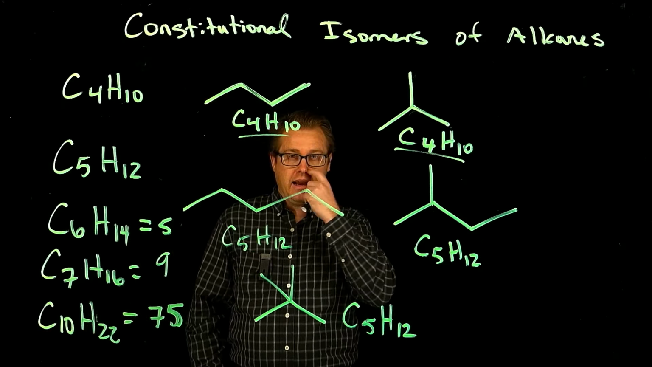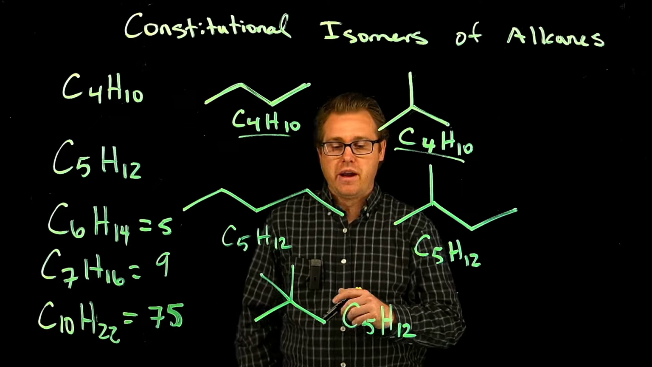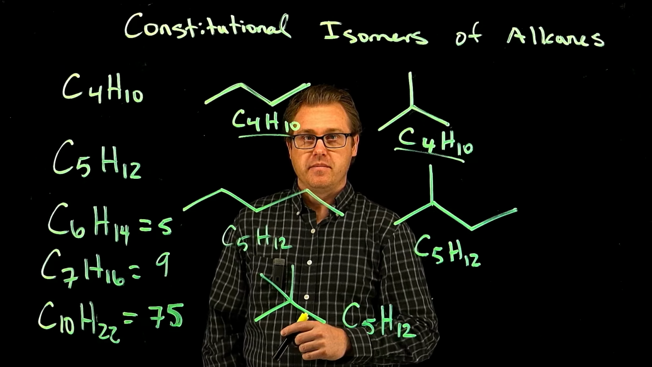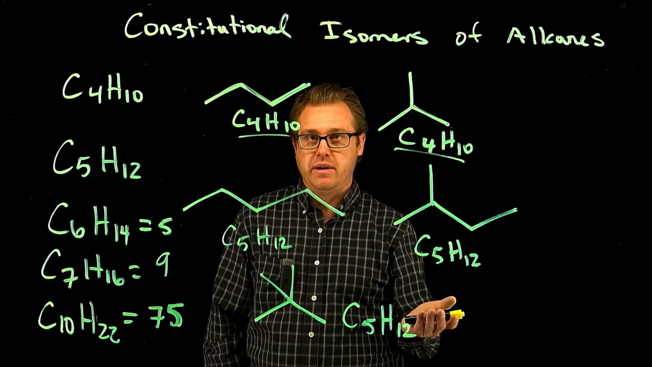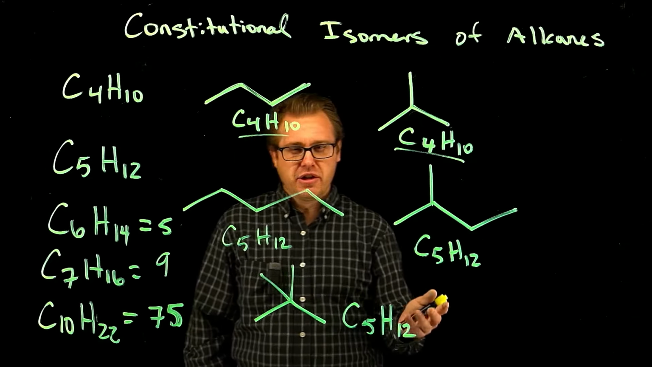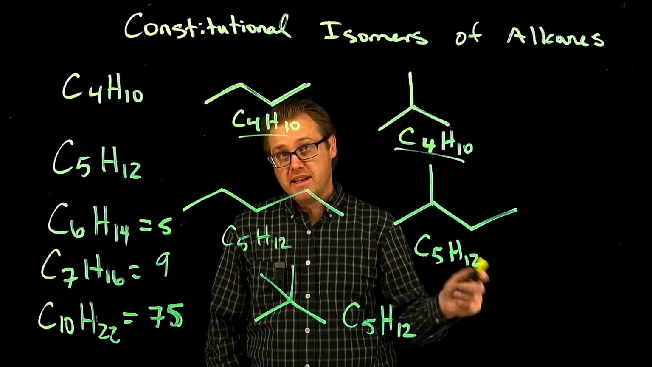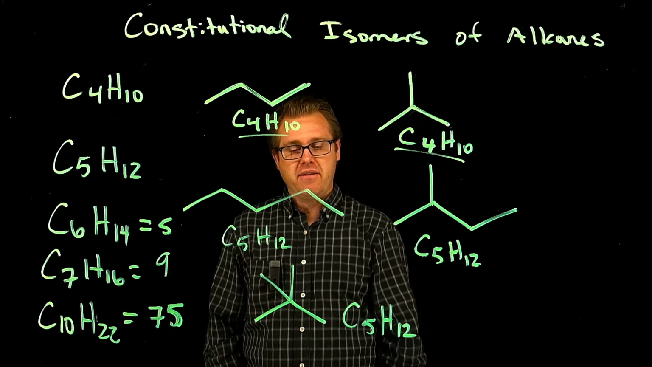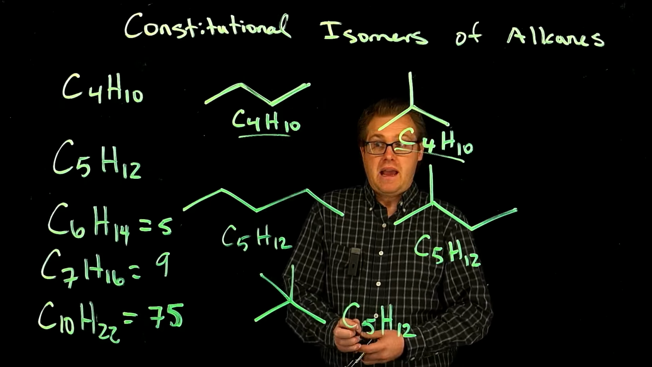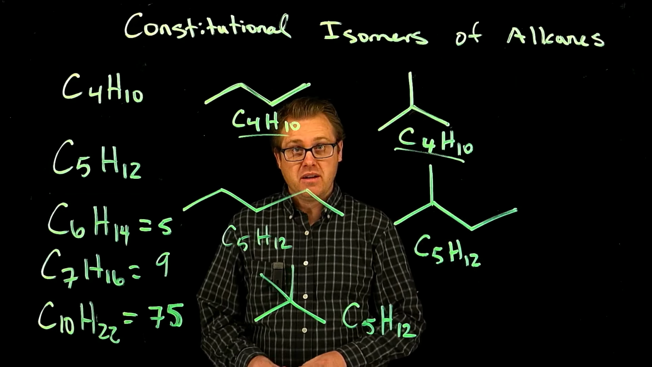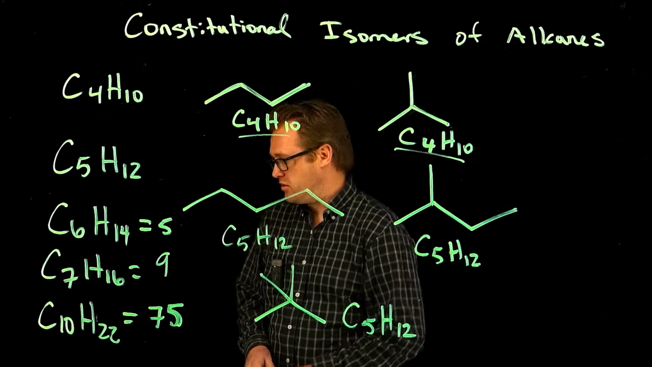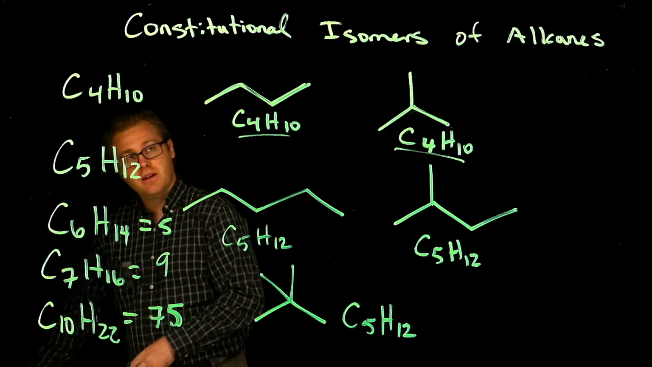So you may be thinking, how do I know how to draw all the isomers? There's no trick to it. There's no strategy really. You just start doing your zigzags, making sure you have enough carbons and enough hydrogens, and if it matches the chemical formula, then you've done it. You've made a constitutional isomer.